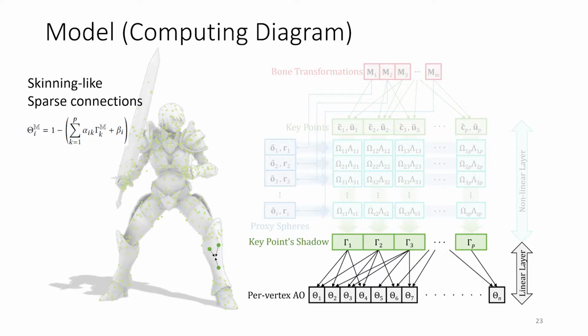As can be seen in the formula, we include both a weight, alpha, as well as a bias, beta, in order to encode local details at the vertex level. This approach is similar to skinning, so it could be effectively implemented on the GPU in shaders.